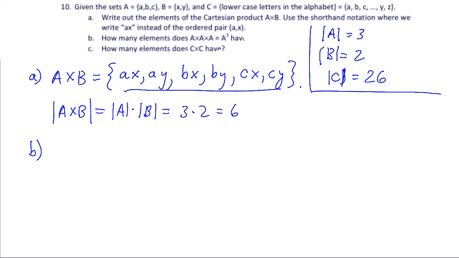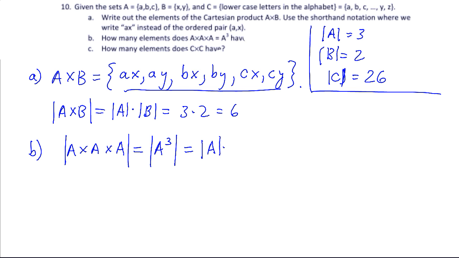How many elements does A cubed have? A cross A cross A is equal to A cubed. And now I'm going to go ahead and put absolute value signs on both sides. So now I have the size of A cubed, and we know that when we take the size of a cross product, it's the product of the sizes, so the size of A cubed, but the size of A is 3, so 3 cubed is 27. Okay, I'm glad they didn't ask me to write out all those elements.